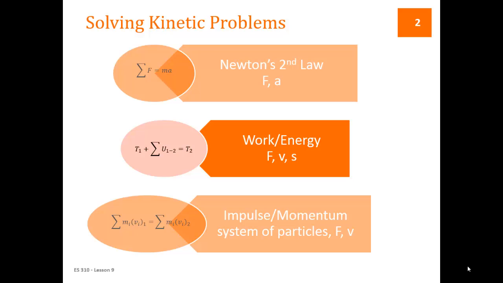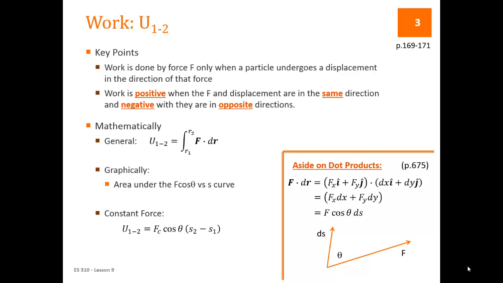As we'll see in the next few lessons, the work-energy method makes use of the fact that the kinetic energy, or the energy due to the motion of an object, plus any work done on that object, is equal to a final kinetic energy in another state. Once we've completed the work-energy method in the next four lessons, we will then learn about the impulse-momentum method, which is the third of our three kinetic problem-solving methods for this class. So let's take a little look at work first of all.